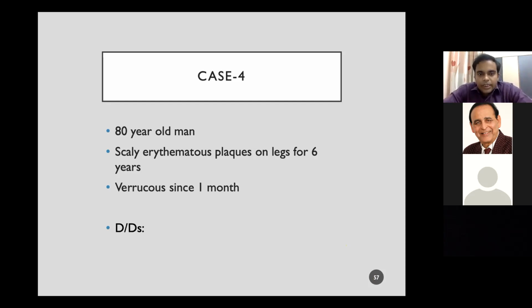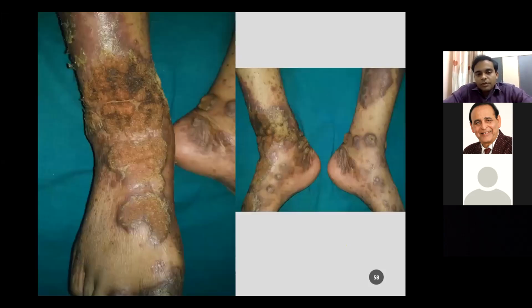So this was an 80-year-old man. He had a scaly erythematous plaque on the legs for the last 6 years, and for 6 years they were plain, flat-topped, scaly erythematous plaques. But for the last 1 month only, they became verrucous. So he had a lot of verrucous plaques on both the feet.